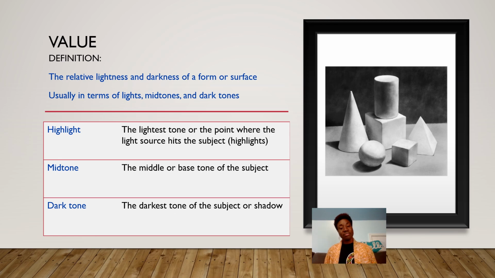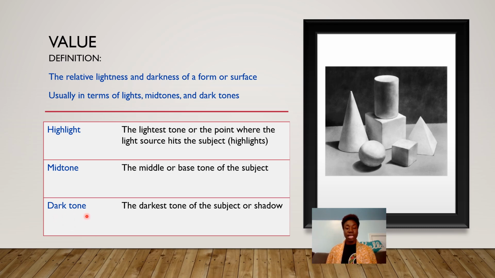The next element is value. Value is the relative lightness and darkness of a form or a surface. It's usually in terms of highlights, midtones, and dark tones. So the highlight is the lightest tone of the piece, or usually where the light source is hitting the object. The midtone is the middle base tone of the subject, and it's usually between the highest highlight and the darkest tone.